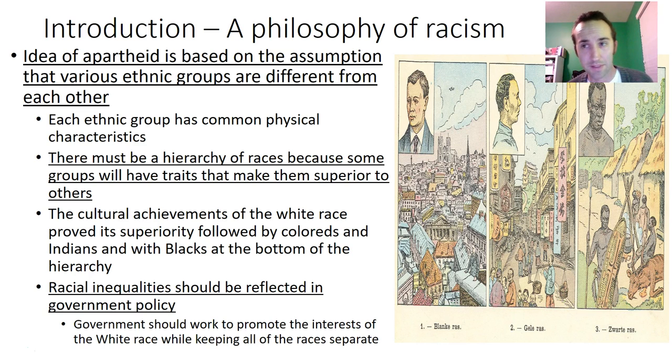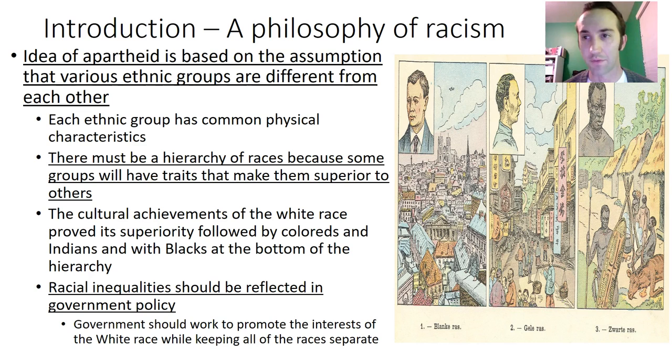So nobody's born racist. This is something that was taught over time. And so one of the basic ideas of apartheid is based on the assumption that various ethnic groups are different from each other, and that an entire ethnic group will have the same common physical characteristics, but also certain mental characteristics and certain ways that they act. They're all the same somehow.